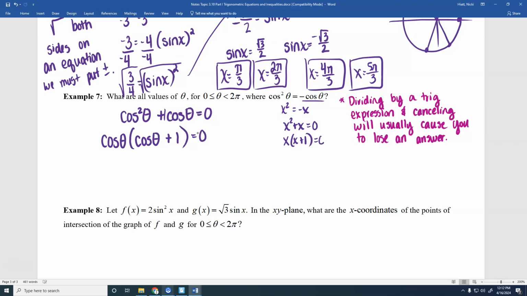What would I do if I had it at this point right here with x's? I'd have x equals 0 and x plus 1 equals 0, like that, and then that'd give me x equals negative 1. I'm going to do the same thing here. I'm going to do cosine theta equals 0 and cosine theta plus 1 equals 0.